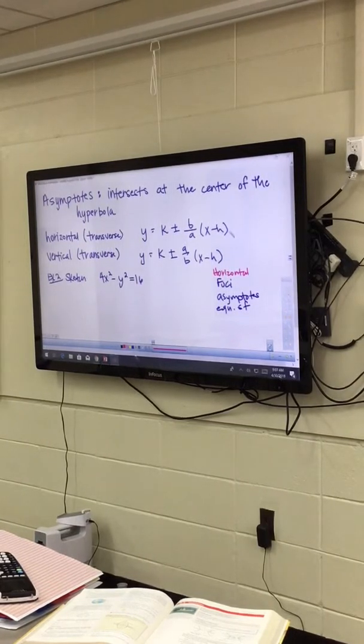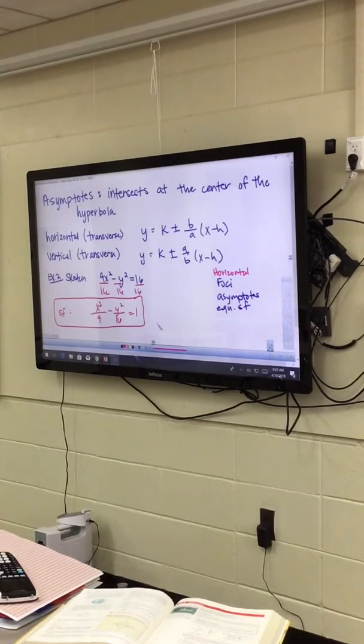So now that I know that part, I need to get it in standard form to have all of my missing pieces. How would I get this in standard form? It's pretty simple. Divide everything by 16. So now I have x squared over 4 minus y squared over 16 is equal to 1. So this would be my standard form, and I want you to write it as the standard equation of the hyperbola.